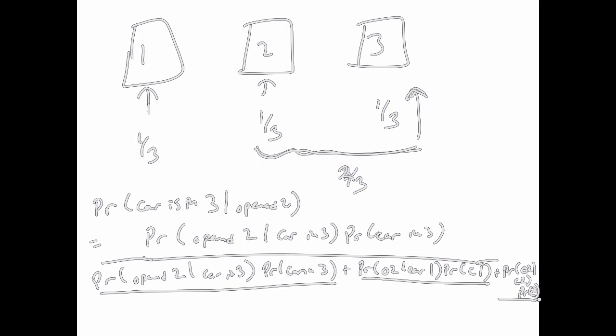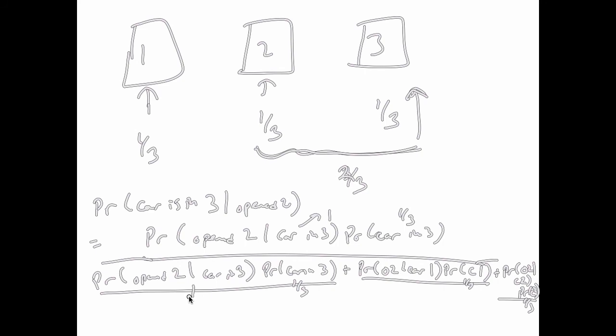The probability of opening 2 given the car is in 3 is just 1, right? If the car is in 3, and given you chose 1 already, Monty Hall will in fact open 2 every time. So this is 1. The prior probability of the car in 3, in fact all prior probabilities, is just 1/3. So we keep that. So all these are 1/3. They in fact all cancel out.